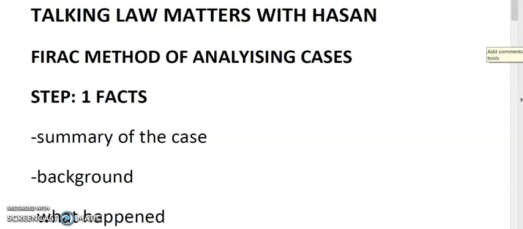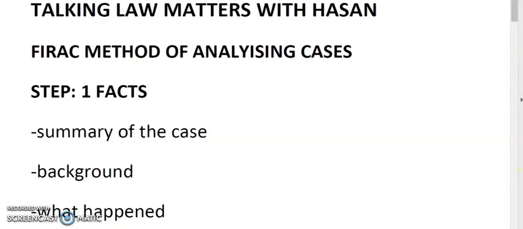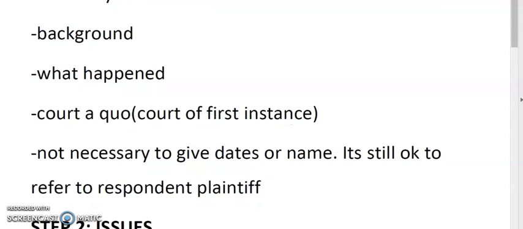You don't really have to tell us the place or the time or the date, or the names of those people involved. You can refer to them as plaintiff or respondent. You understand? As easy as that. You don't need to remember all the names.